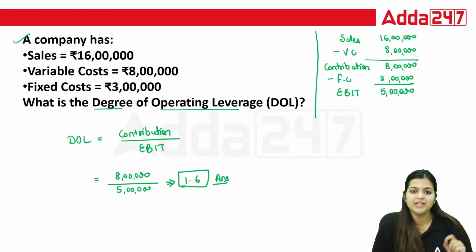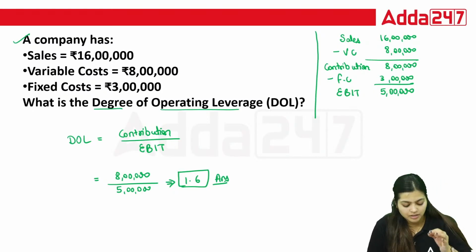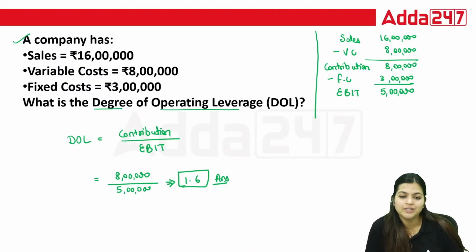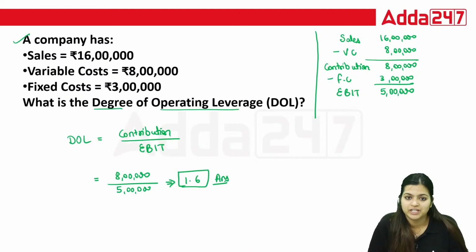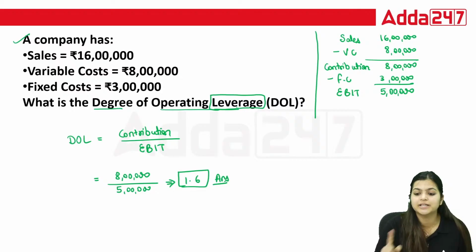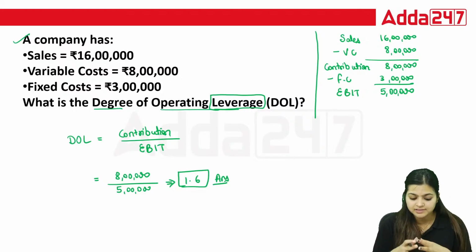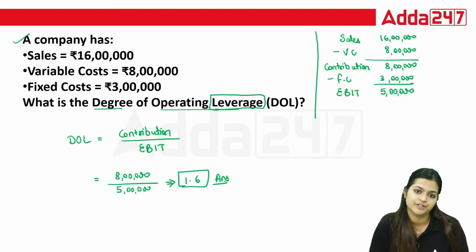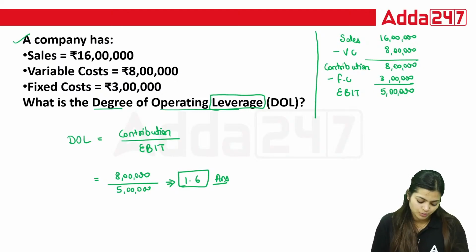See, in this June 25 exam, they have asked questions based on DOL and DFL combined. So this unit is very important, especially the leverage unit. You cannot skip this leverage unit, and they are asking direct questions based on it. So this is one more question based on leverage.